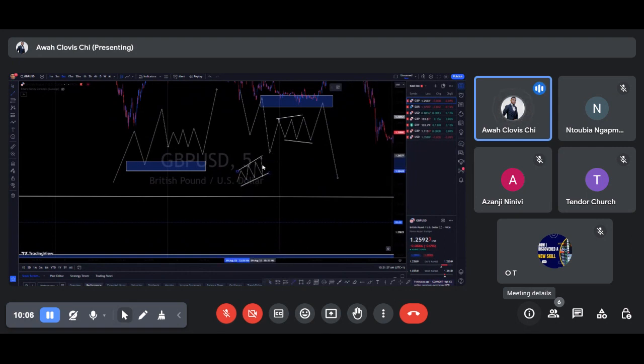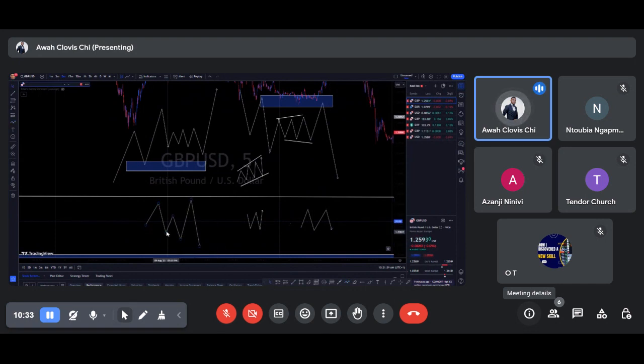Then you also have liquidity, you have to understand the different forms. What are the different forms that liquidity can take? You can have liquidity engineered in the form of a double bottom. You can have liquidity engineered in the form of a double top. You can have liquidity engineered in the form of a failure swing.